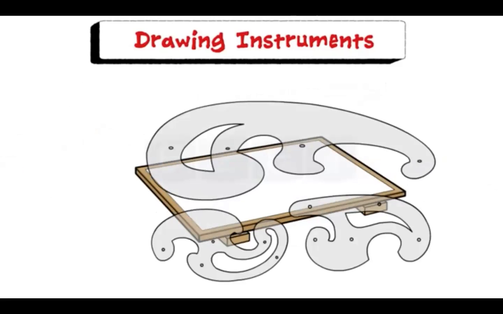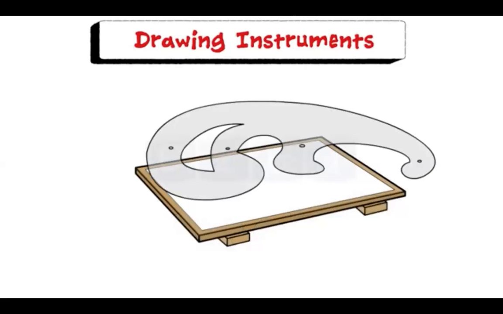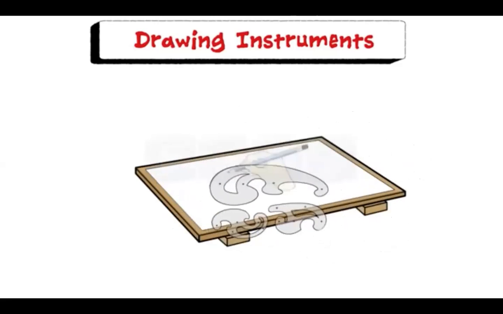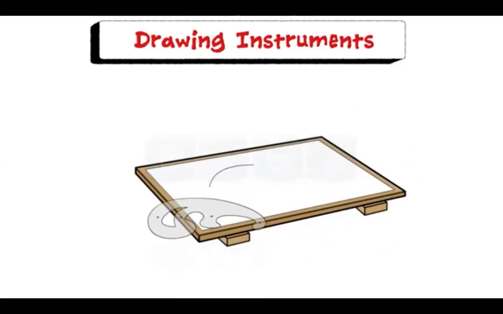Next instrument is the French curve. They are made in various shapes, one of which is shown here. A French curve is used for drawing curves which cannot be drawn with a compass. It is used to draw curves like ellipse, parabola, hyperbola, etc.